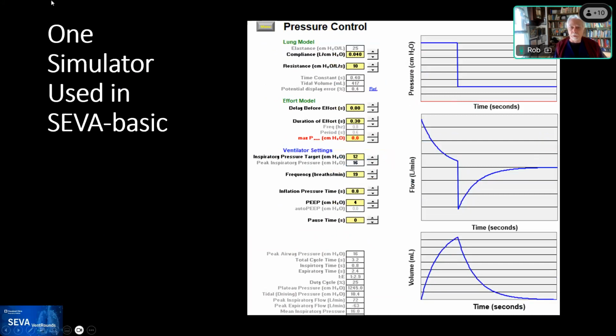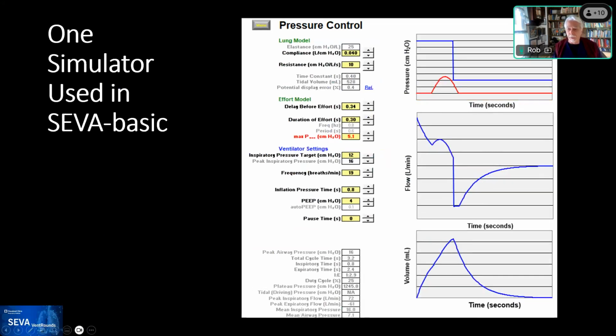Here is a pressure control breath. And here are the ventilator settings here. Inspiratory pressure target above PEEP, frequency, inflation pressure time, the inspiratory time, and a pause time also. Here again, the patient is passive, so you get these classic waveforms, constant pressure, descending, decaying exponential for flow, and the increasing exponential for inspiratory volume. And again, these are ideal waveforms and no noise from any external event happening.